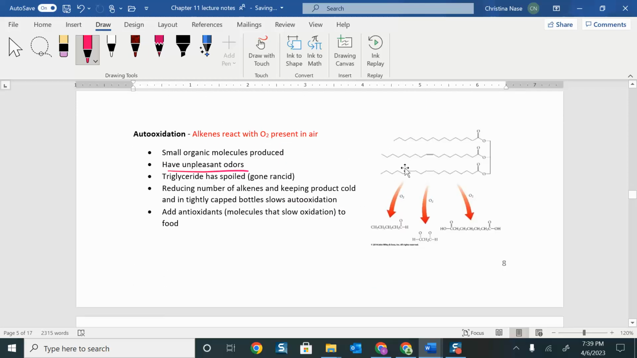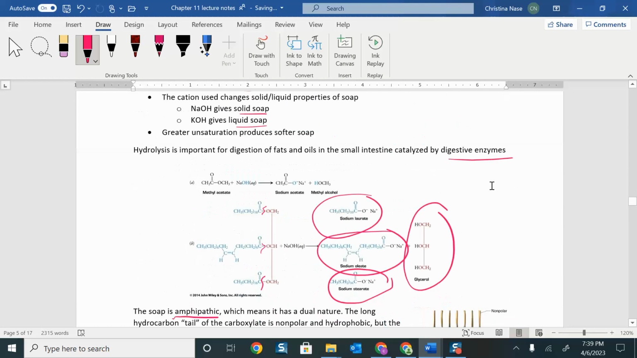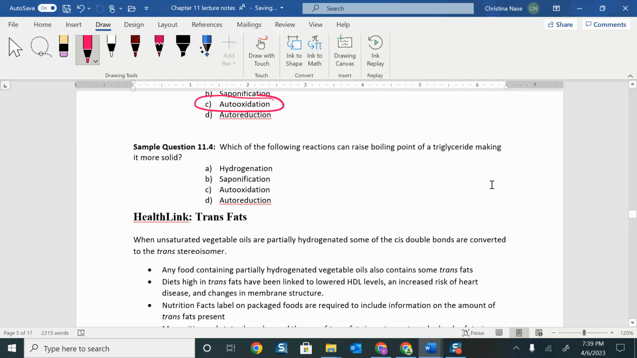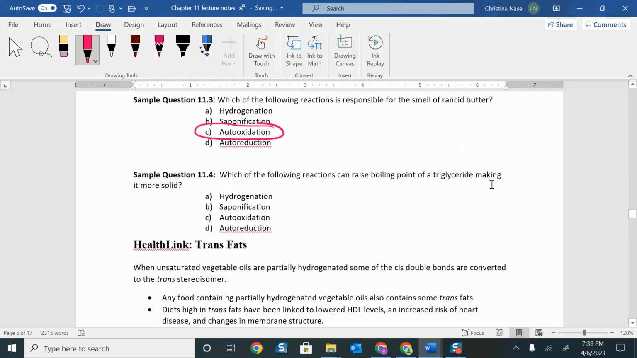So here's our autooxidation. So you're taking all these long chain fatty acids, and it starts breaking them up into smaller pieces. So you can get an aldehyde, another aldehyde, carboxylic acids. That's the part that happens there. So that's the autooxidation. That's what's responsible for rancid butter.